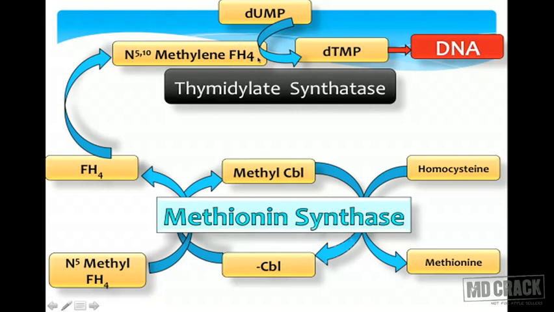So it is immediately required for the conversion of deoxyuridylate monophosphate into deoxythymidine monophosphate. So what is this dTMP? This is the immediate precursor of DNA. So this is the one which requires the help of cobalamin as well as folic acid. So that's what happens in the patient with megaloblastic anemia. With the deficiency of vitamin B12 or cobalamin and folic acid, the DNA maturation is hampered.